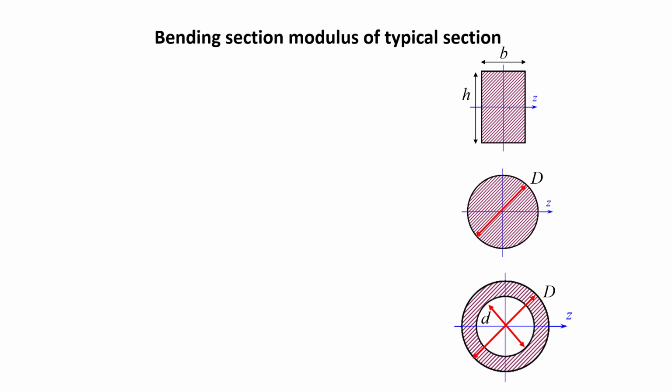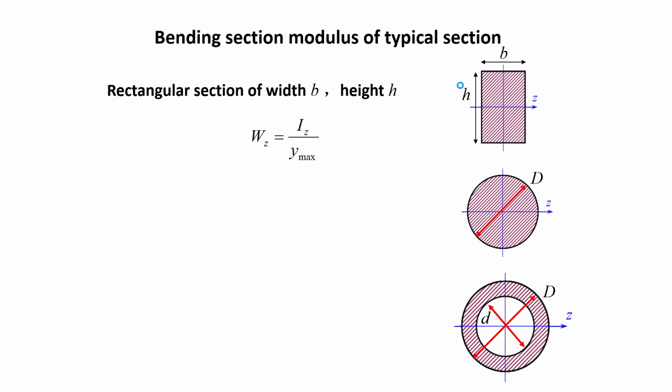For example, number 1 is the rectangular shapes. For a given rectangular section of width b and height h, we know the I is what? Iz for this case is bh cubed divided by 12. And we know the y max should be half of the h in this case. So that's Wz equals bh squared over 6, which gives us the section modulus.